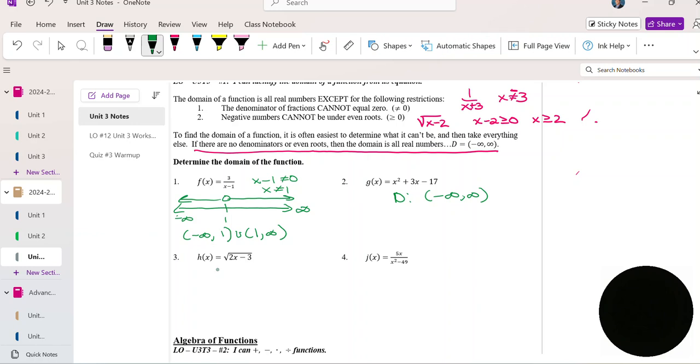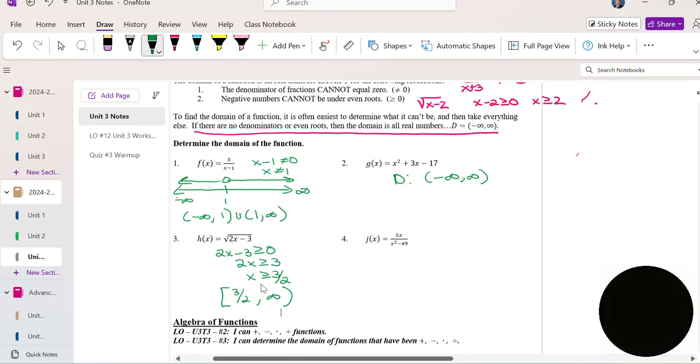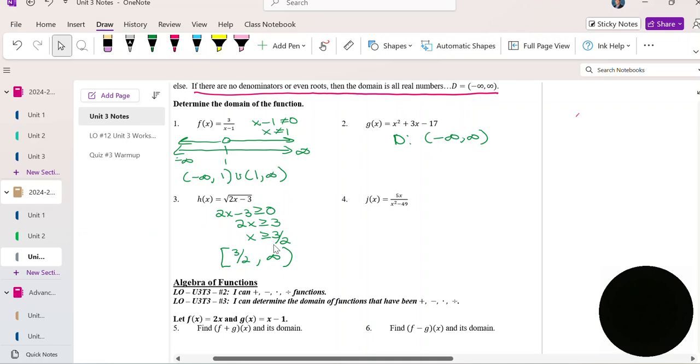Number 3 is a square root, so you know 2x minus 3 has to be greater than or equal to 0. So 2x is greater than or equal to 3. x is greater than or equal to 3 halves. So it can start at 3 halves, and then it has to go bigger. And it's a bracket because it includes the 3 halves, it's equal to.